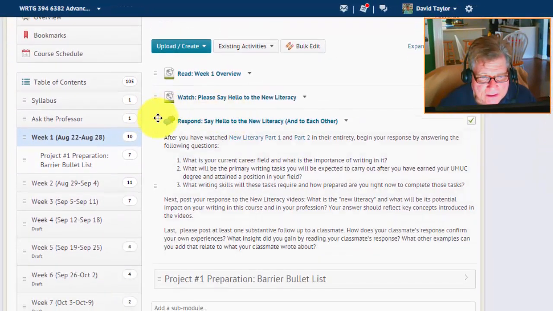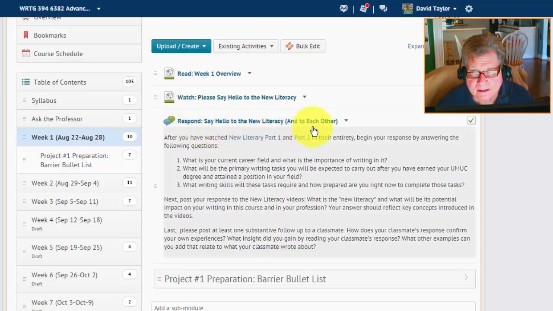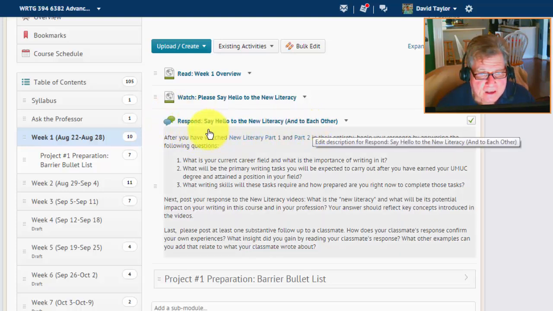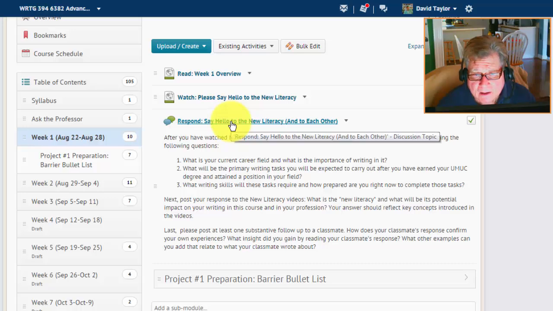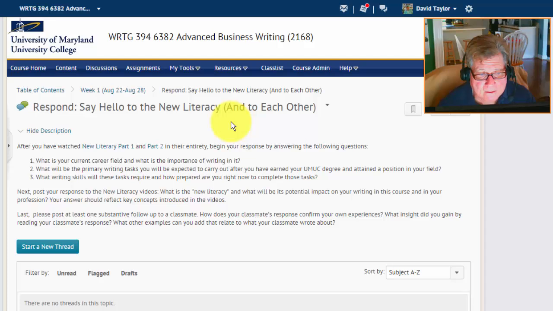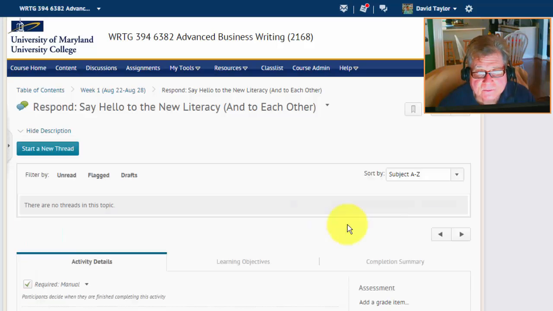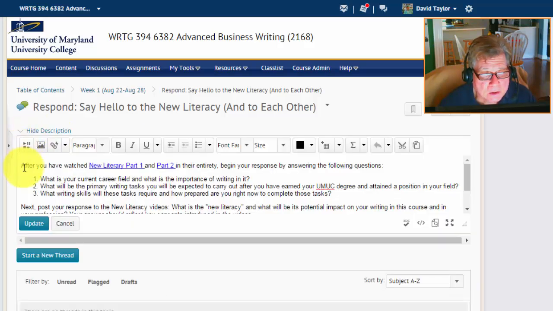If you don't know it already, this is the symbol right here of a discussion board in Leo, or Desire to Learn. Here are the instructions for the discussion board. And by clicking on this link, you are taken to the discussion board. And once you're there on the discussion board, you will see a repetition of the assignment directions.